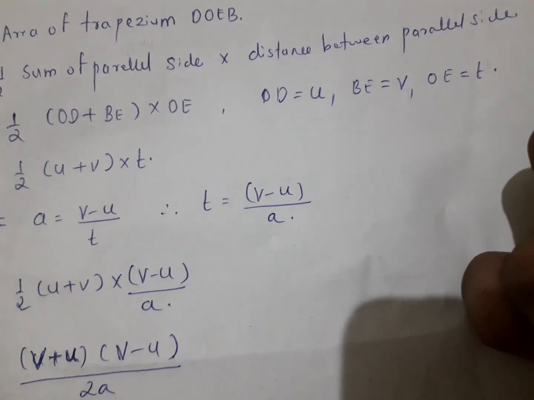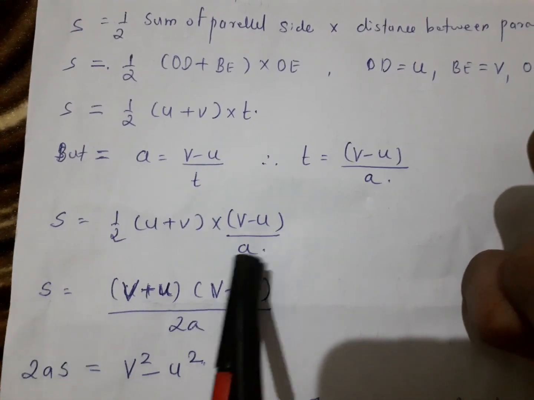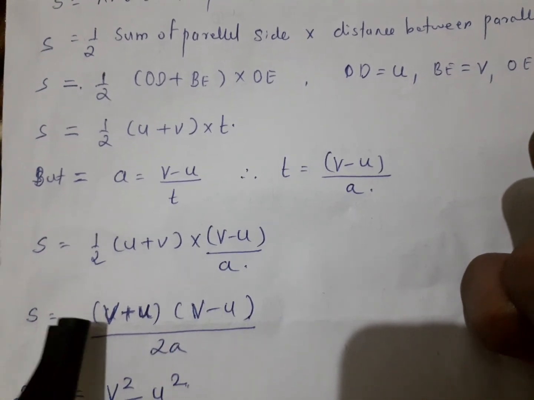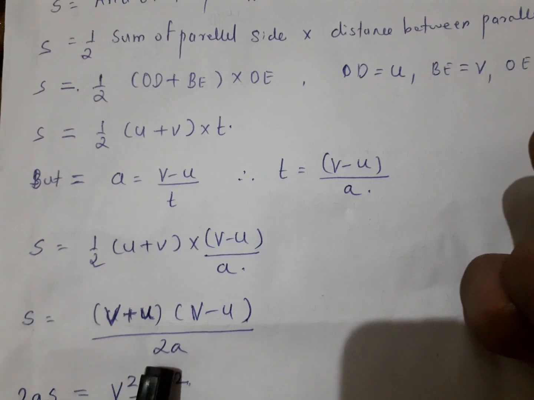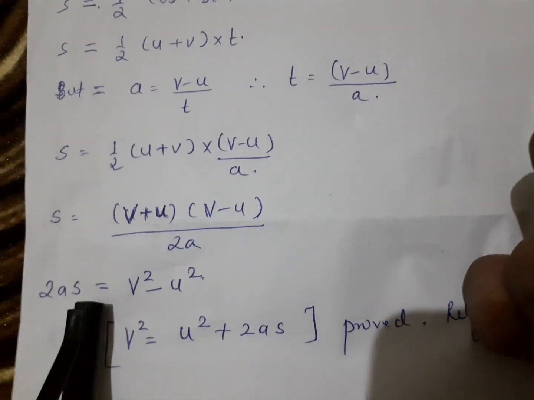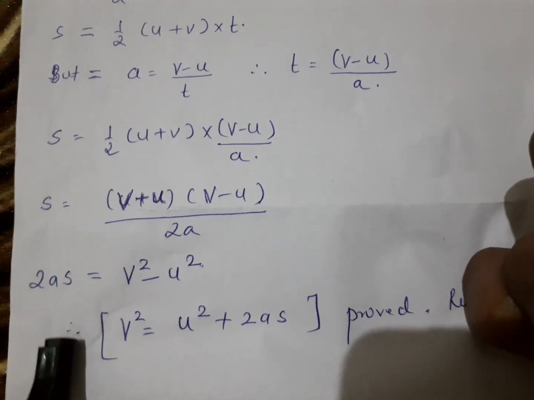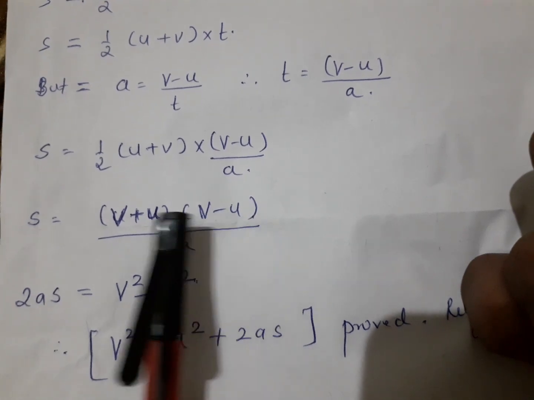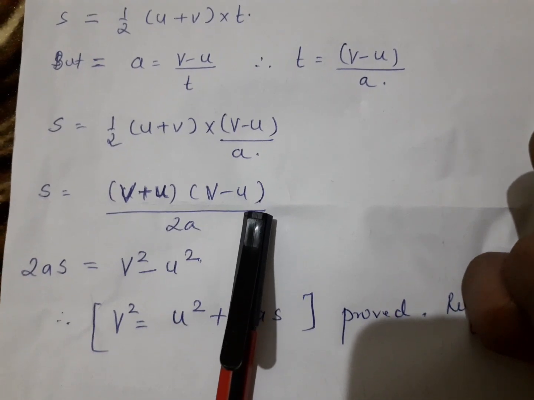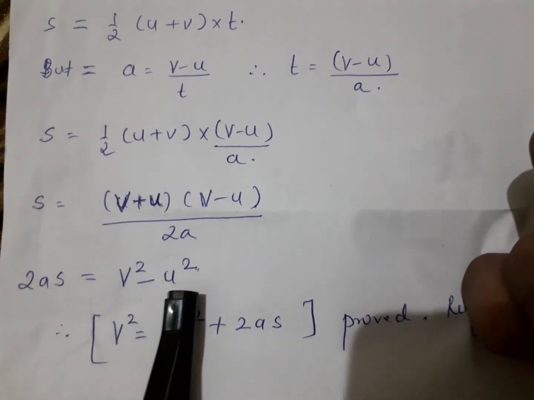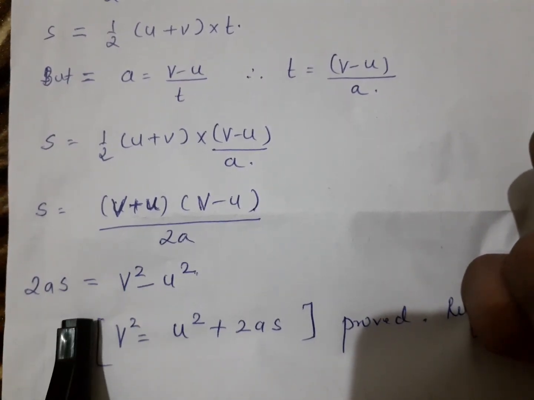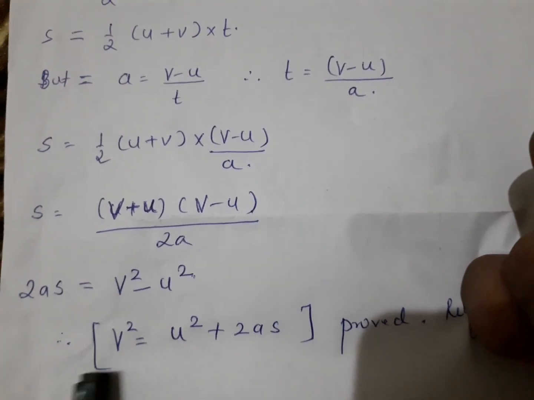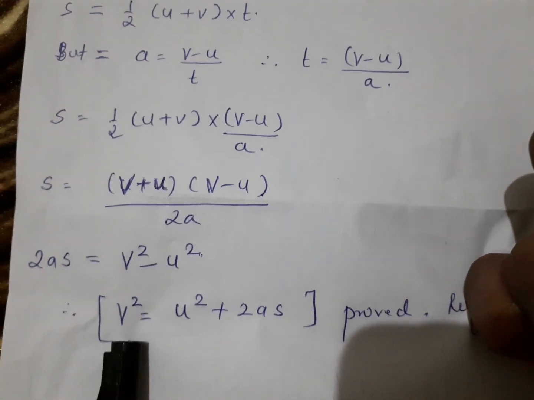I am just solving this equation, which becomes s is equal to v plus u into v minus u, and the 2 which was there and a which was there are multiplied in the denominator. I'll take this 2a on this side, so it will become 2as, because that is what I want, and this becomes the formula of a plus b into a minus b. We know a plus b into a minus b is nothing but a square minus b square. So this will become nothing but v square minus u square. So this is the equation. Now if I take this u on this side, then it will become u square plus 2as, and v square will remain as it is. And this is the derivation I wanted.